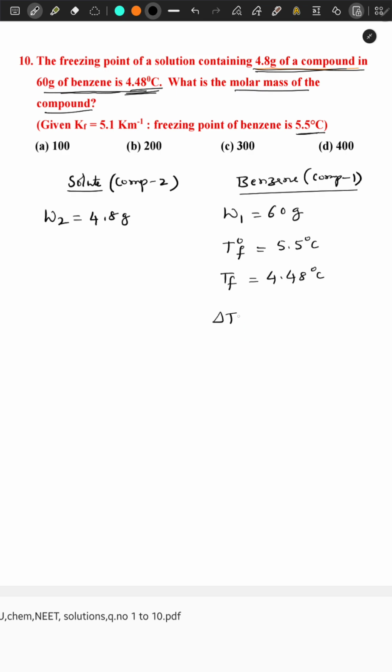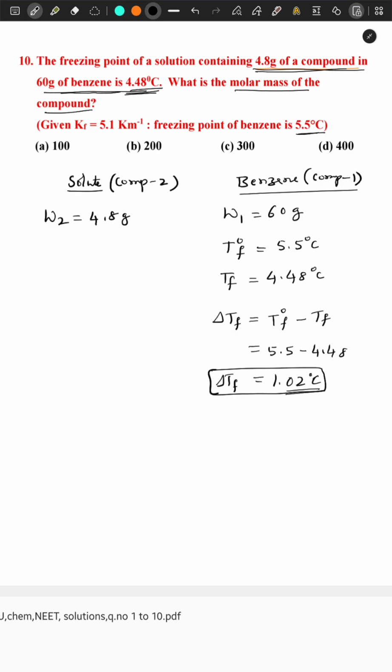So from this you first find out delta TF. Delta TF formula: freezing point of pure solvent, that is T0F, minus freezing point of solution TF. So 5.5 minus 4.48, you will get 1.02 degrees Celsius. So delta TF is a difference in temperature. So no need to convert into Kelvin. Even in Kelvin you will get the same difference. So that's why 1.02 degrees Celsius is also okay.